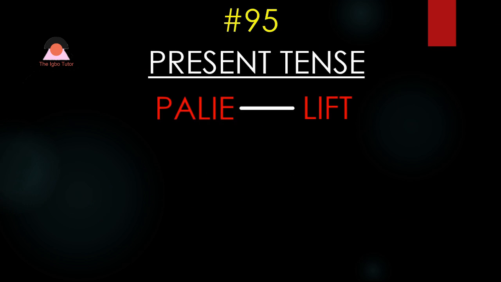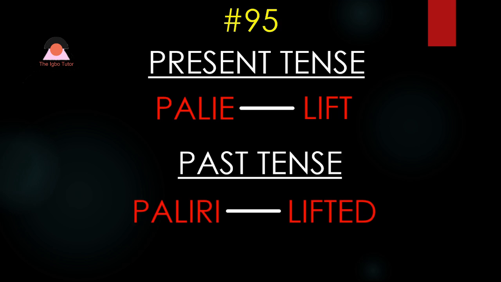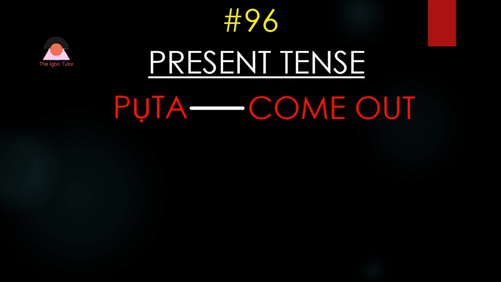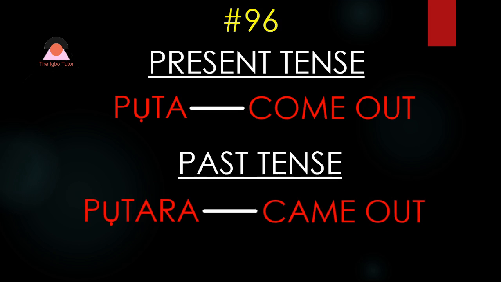We are going to 95, and the word is palie, meaning lift. Lift, especially used for heavy objects. The past tense of palie is paliri, lifted. Let's go to 96. The word is pota, come out. The past tense of pota is potara.